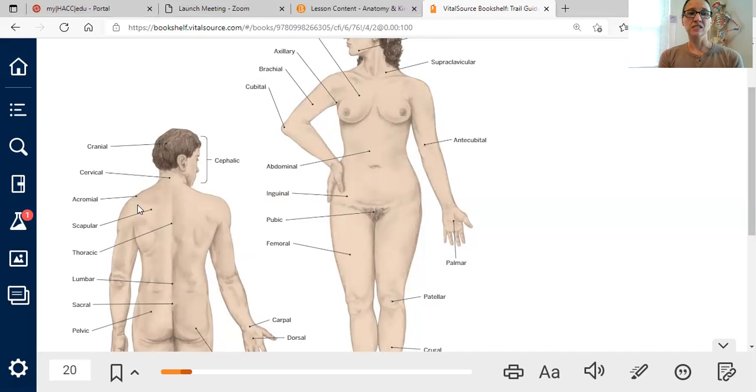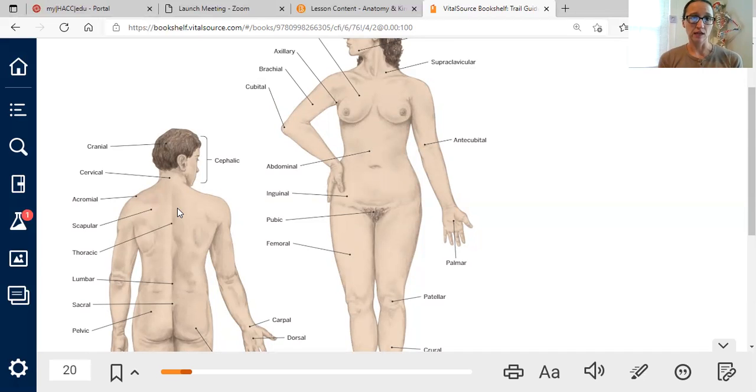We also have a scapular region. The scapular region is really just the little area of the scapula itself, and the scapula is your shoulder blade. So if I put my hand on my scapula here, that's my shoulder blade, that's the scapular area.